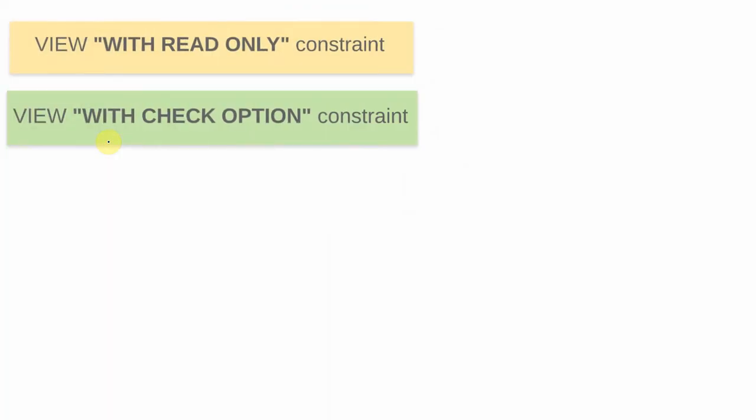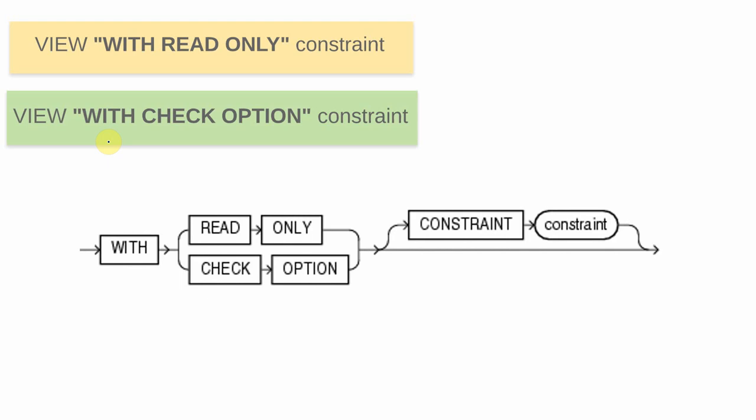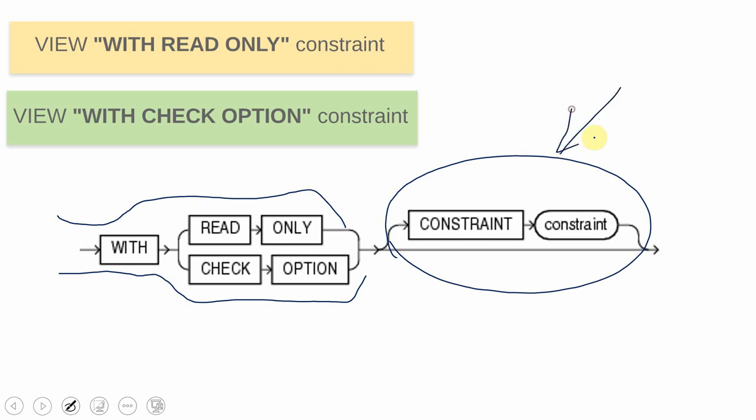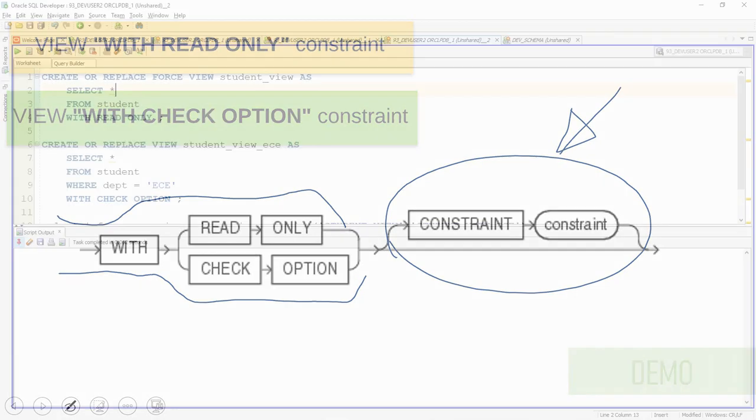So just now we have seen what the WITH READ ONLY constraint is and what the WITH CHECK OPTION constraint is. So here is the syntax. You can specify either WITH READ ONLY or WITH CHECK OPTION. Optionally, you can specify the keyword CONSTRAINT and a constraint name. If you are not specifying the constraint name, Oracle will by default create a system generated constraint name. If you want to give a user specific constraint name, you can use this clause. Let me just show you how to give a user defined constraint name.